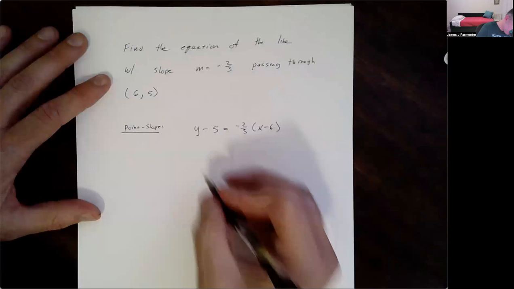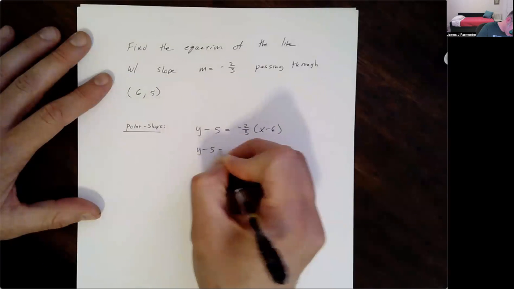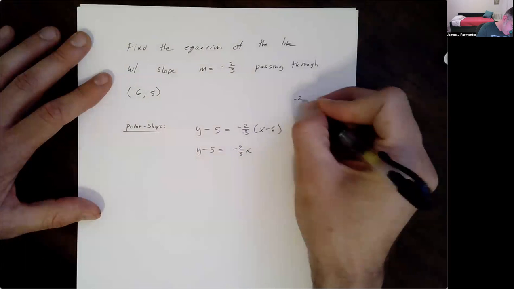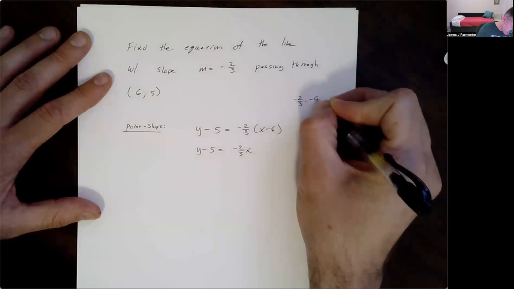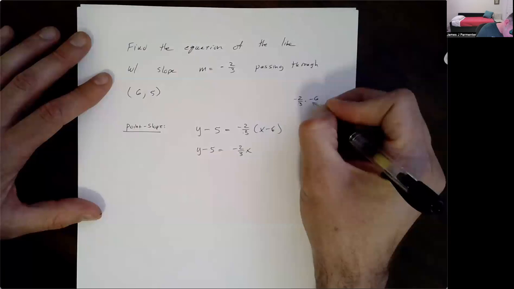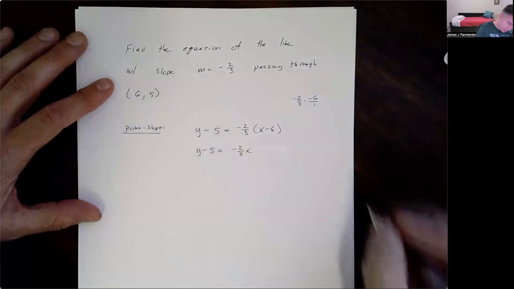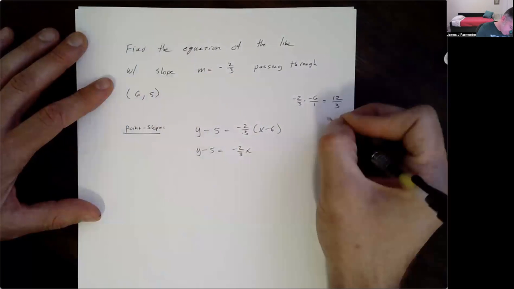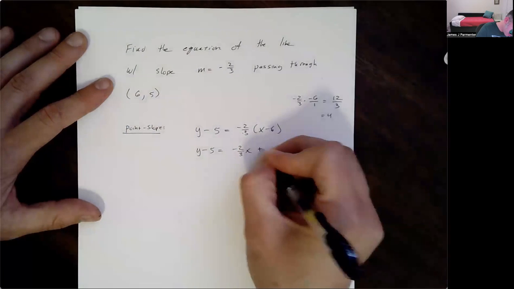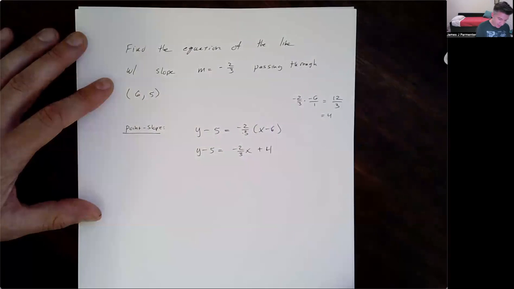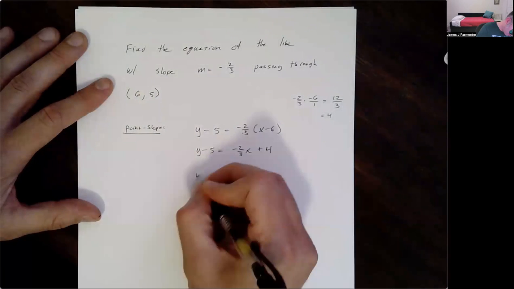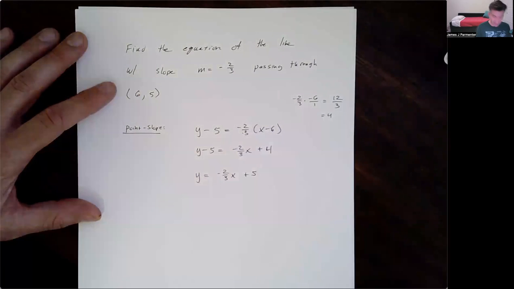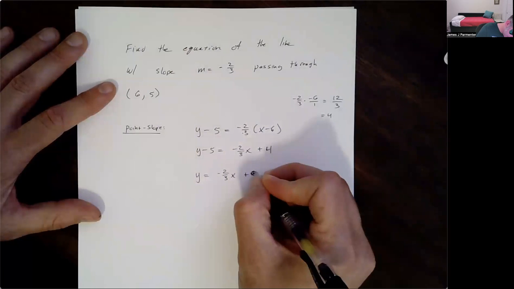Distribute the slope. Y minus 5 equals -2/3 x. -2/3 times -6 is really -2/3 times -6/1. Multiply top times top, bottom times bottom, and 12/3 is 4. Plus 4. And now we add 5 to both sides, and y equals -2/3 x plus 5 plus 4, which is 9. Sorry about that.